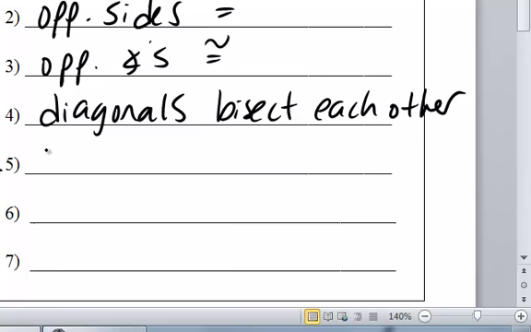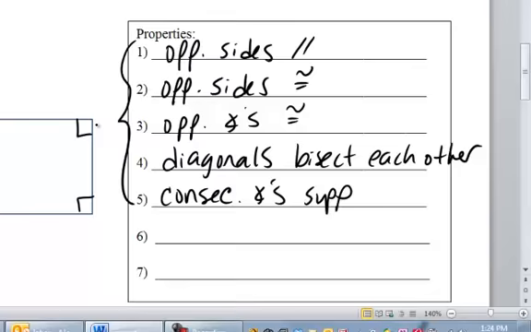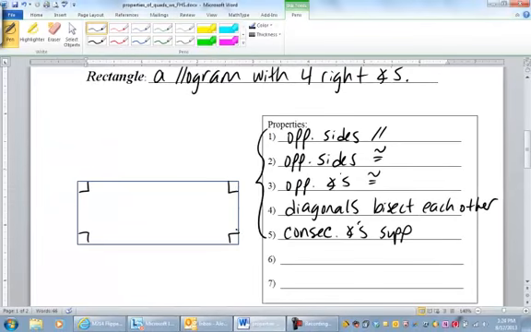And what's the last one? The consecutive angles are supplementary, meaning any two angles in a row. So these top two add up to 180, these two on the right add up to 180, the bottom two add up to 180, and these two on the left add up to 180. And part of the rectangle definition was that all four angles are right, so I'm going to put all angles are right angles, or you can write 90 degrees if you prefer to write that.